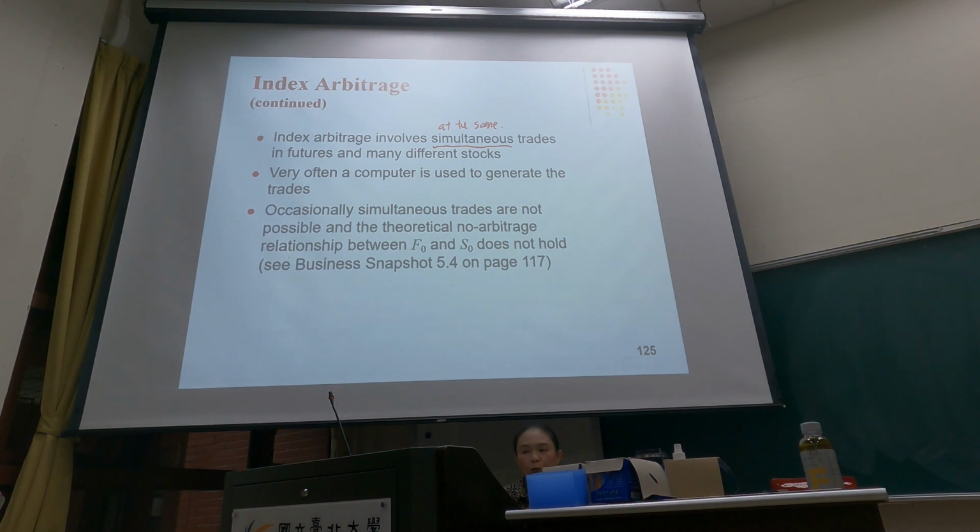It involves trades in the futures and many different stocks. Very often, we cannot do that manually. So basically, a computer will help you to identify the arbitrage opportunity and to execute the strategies in order to generate arbitrage profit. Occasionally, simultaneous trades are not possible and the theoretical no-arbitrage pricing relation does not hold.